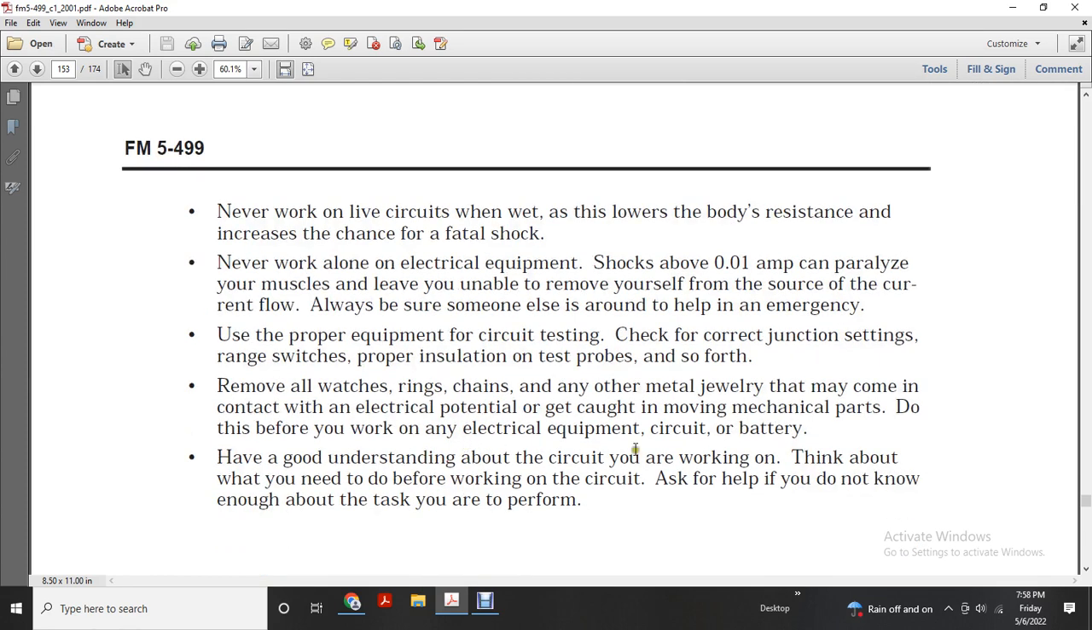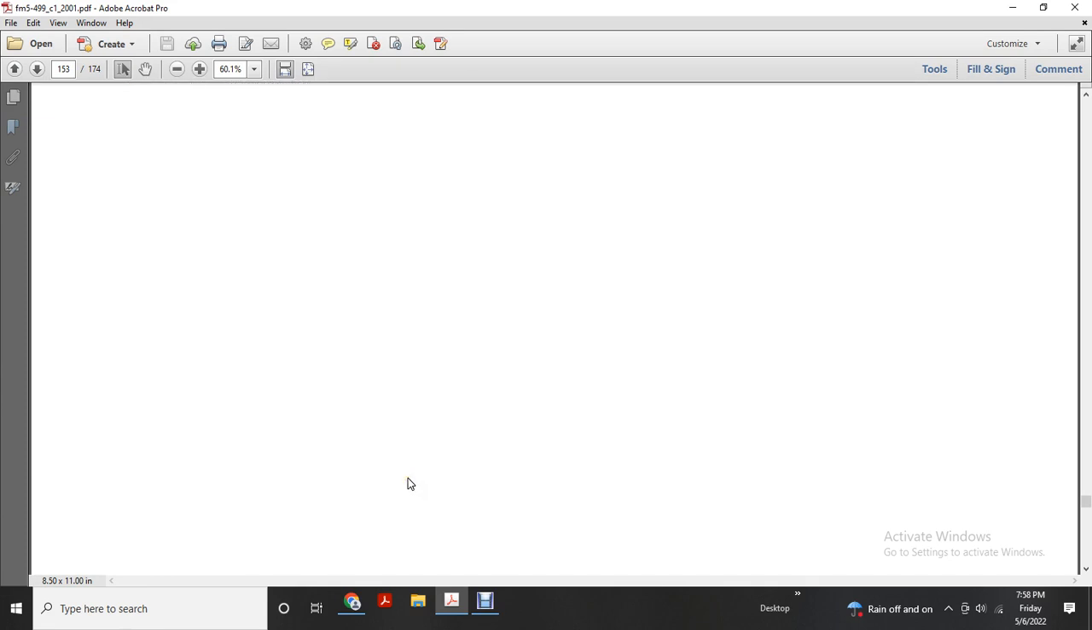Have a good understanding of the circuit you are working on. Think about what you need to do before working on the circuit. Ask for help if you don't know enough about the task you are to perform.